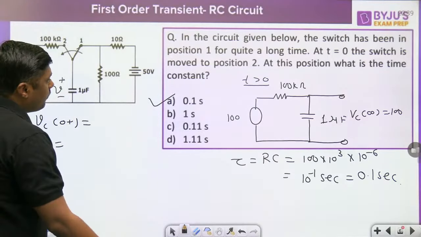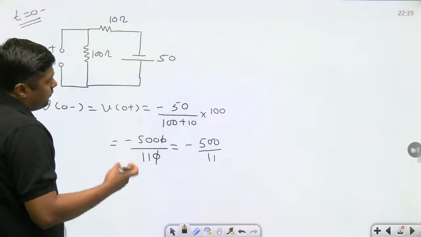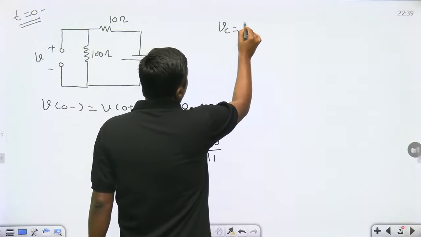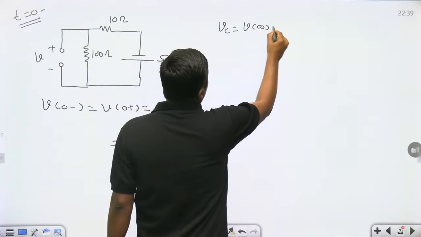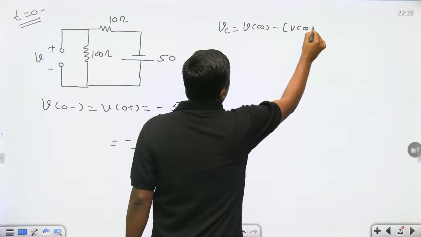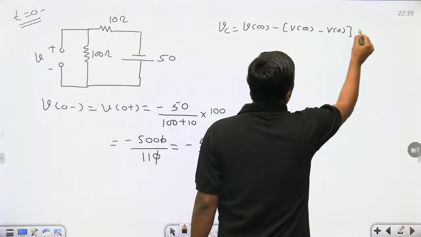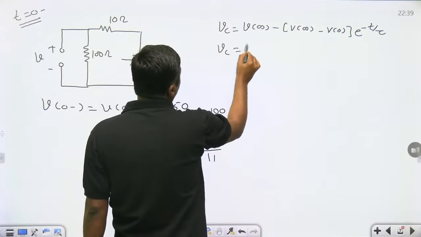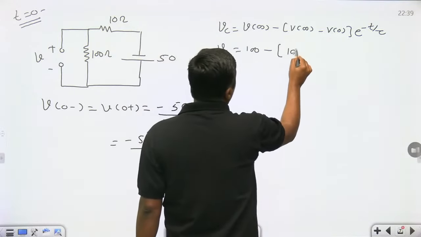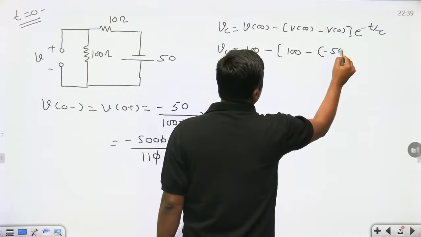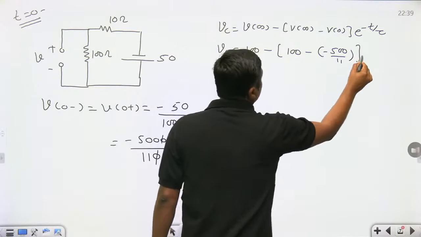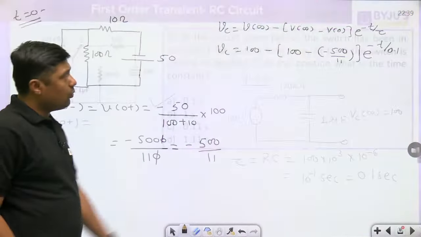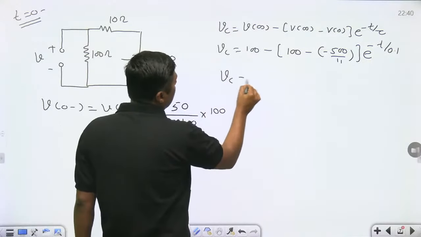Now if the final voltage across this capacitor is 100 volt, what is the formula? Vc is equal to V final minus (V final minus V0) e raised to power minus t by tau. The final value is 100, the initial value is minus 500 by 11, and e raised to power minus t by 0.1.